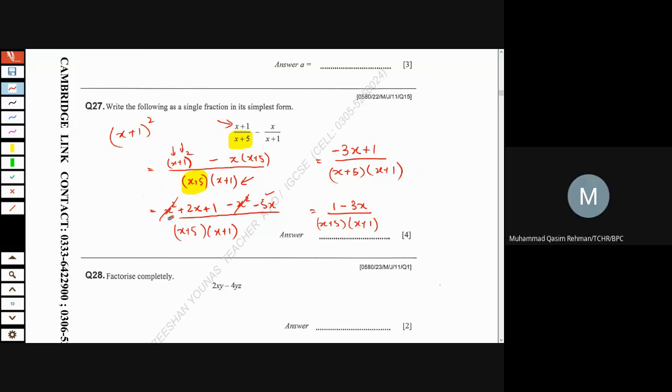I have a question. Yeah, go on. Sir, can we write x plus 1 before x plus 5 in the bracket in the denominator, or do we have to write it as it is? Tell me, what is 2 times 3? 6. And what is 3 times 2? So, sir, it doesn't matter if we write x plus 1 before x plus 5 or after it. Yeah, that's a good question as well.